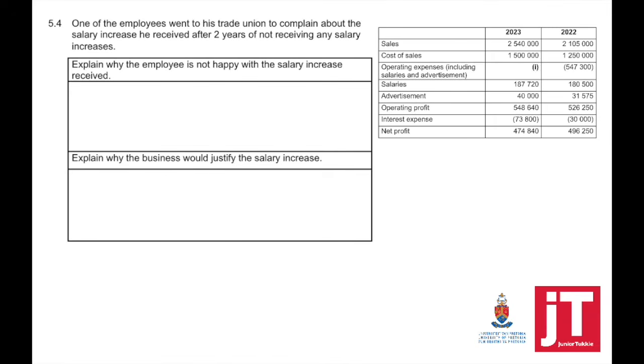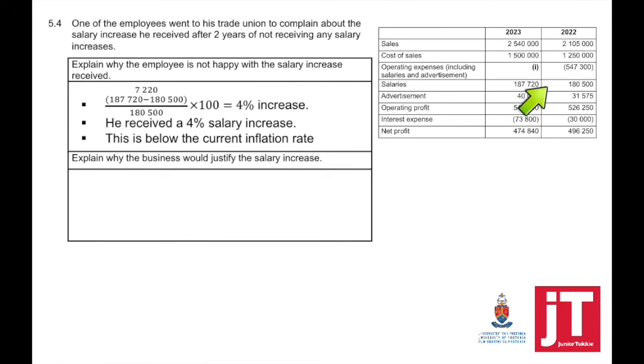So from the employee, if we look at salaries, to find the percentage increase, take the difference divided by 180,500 times 100, which means a 4% increase. Now, he hasn't received any increase in the past 2 years, and things have gone up the past 2 years. So currently, this is also below the current inflation rate. So that's why he would feel upset, because things are becoming more expensive.